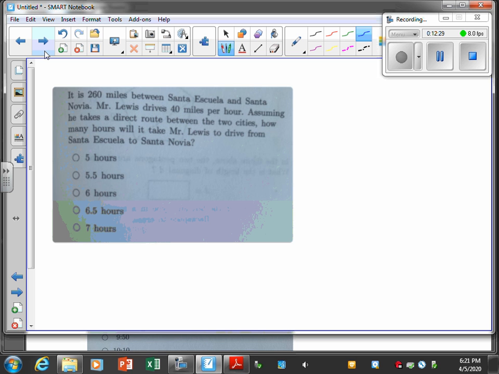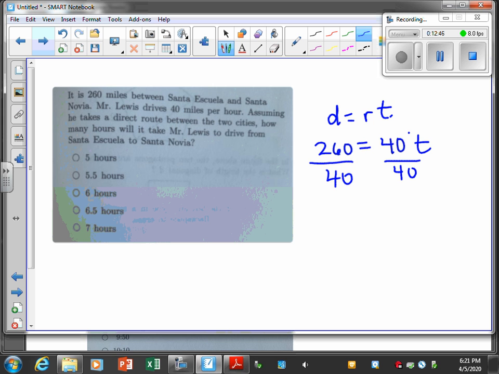So distance equals rate times time. The distance is 260 miles. The rate is 40 miles per hour. The time we don't know. That's what we want to know. We want to get time by itself. Divide both sides by 40. Whatever you do to one side, do to the other. 260 divided by 40 is 6.5. 6.5 hours.